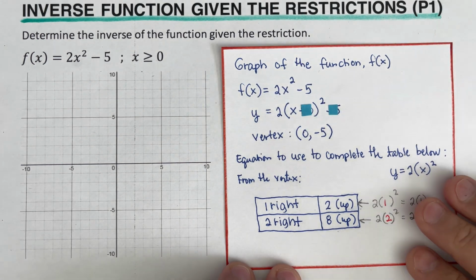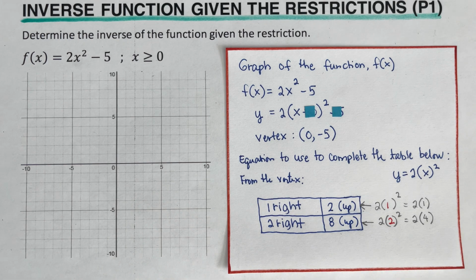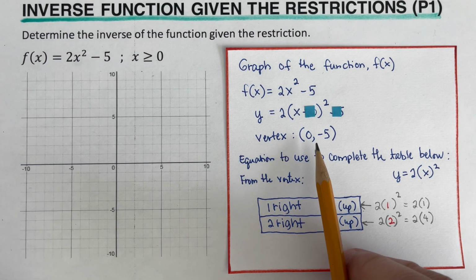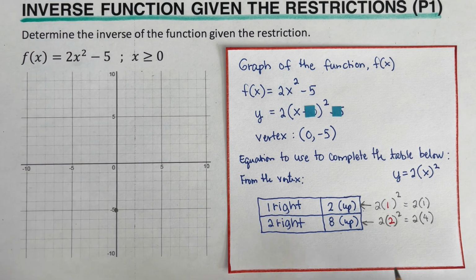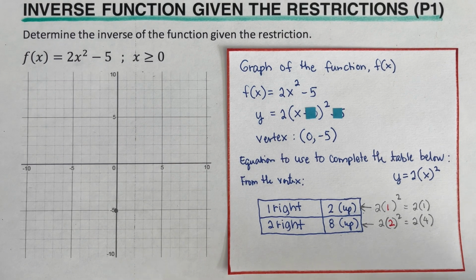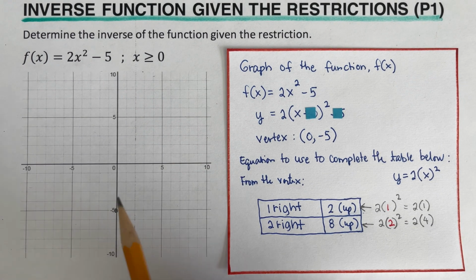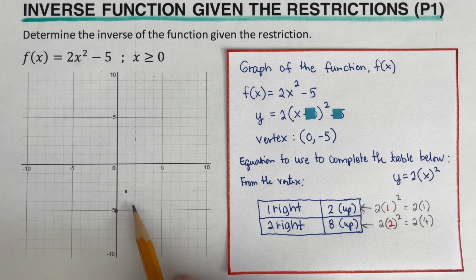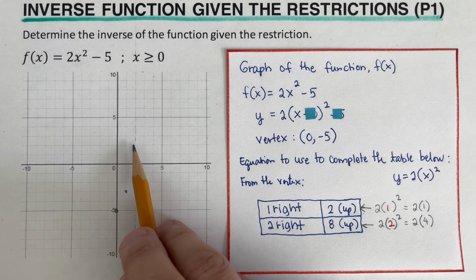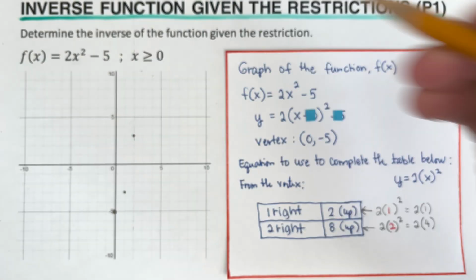So we are now ready to sketch the graph of this function. The vertex that we have is at 0, negative 5, so 0, negative 5 is right here. This is our vertex. We go 1 right and then 2 up, so 1 right and 2 up, 1, 2. So this is the next dot. And to get to the next dot, we go 2 right from the vertex. It's always from the vertex. 2 right and then 8 up: 1, 2, 3, 4, 5, 6, 7, 8. So this is where the next dot is going to sit.